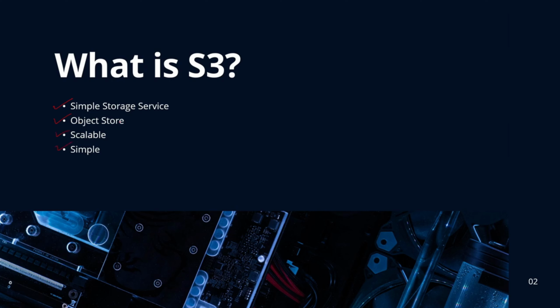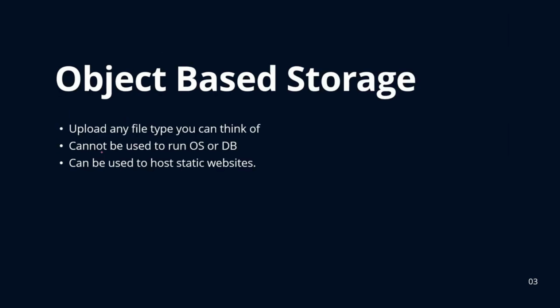We will come to what an object store is, but from a scalability point of view, you can store as much data as you want in an S3 bucket, and it is very easy to use. Moving on, we said that an S3 bucket is object based storage. So what does object based storage mean? It means that you can upload any file type that you can think of.